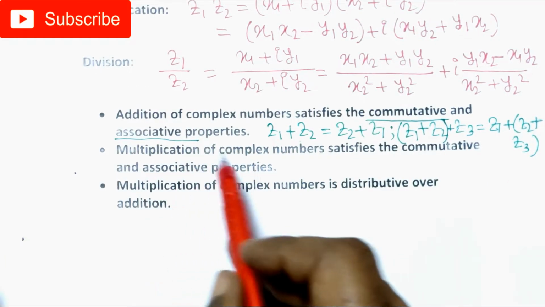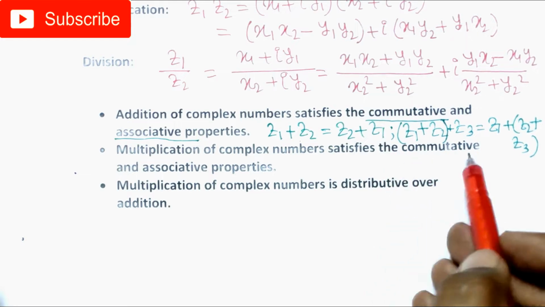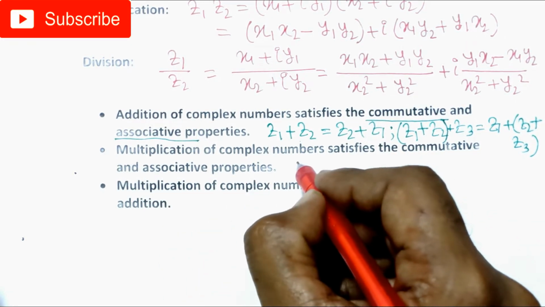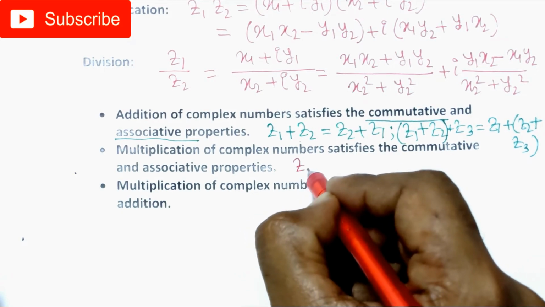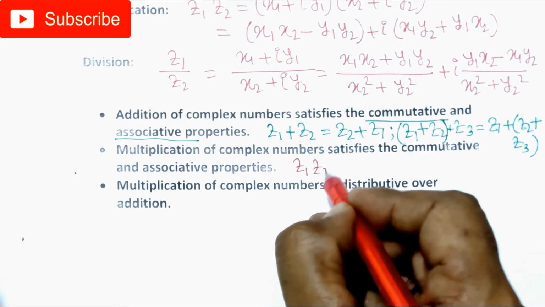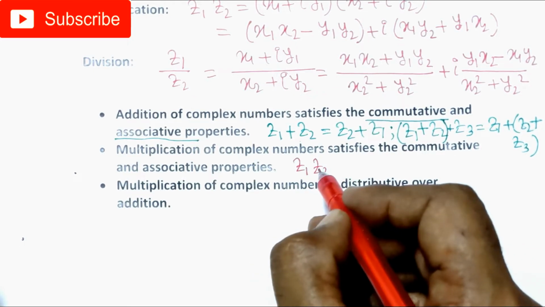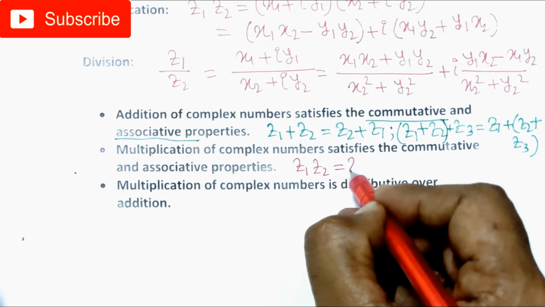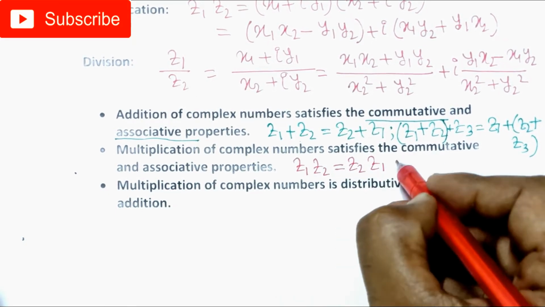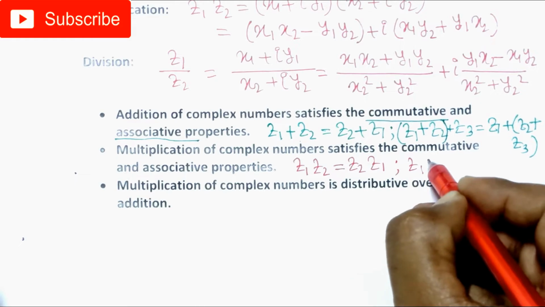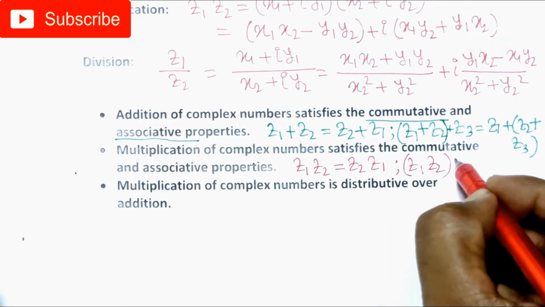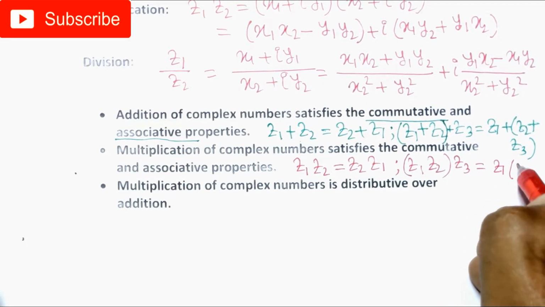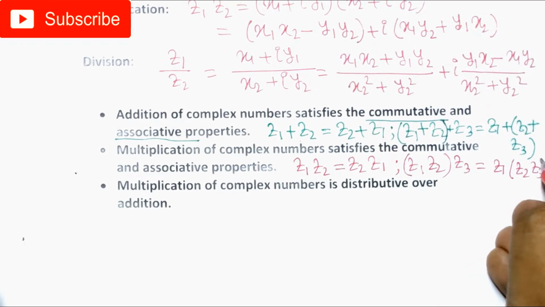Multiplication of complex numbers satisfies the commutative law as well as the associative law. Similarly, for multiplication, if we take two complex numbers z1 and z2 and multiply them, then this multiplication satisfies the commutative law, that is z1 into z2 equals z2 into z1, as well as the associative law, that is (z1 into z2) into z3 gives us z1 into (z2 into z3).